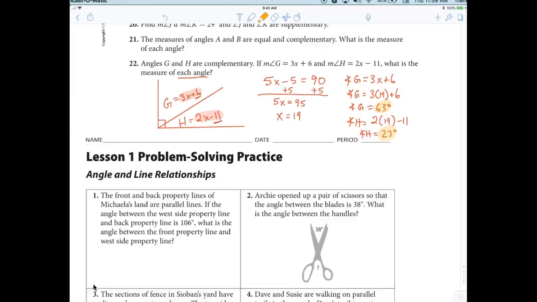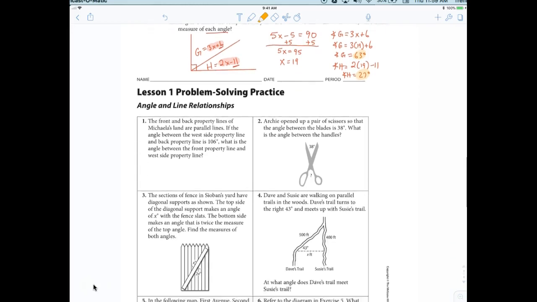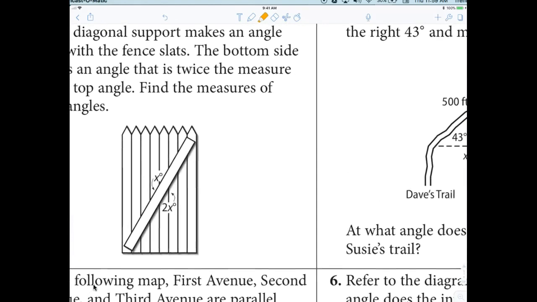Now, does anybody else want me to do another one? Avery, tell me again. I just want to make sure. Okay, on the word problem, the ERB stuff. All right, let's look at this.